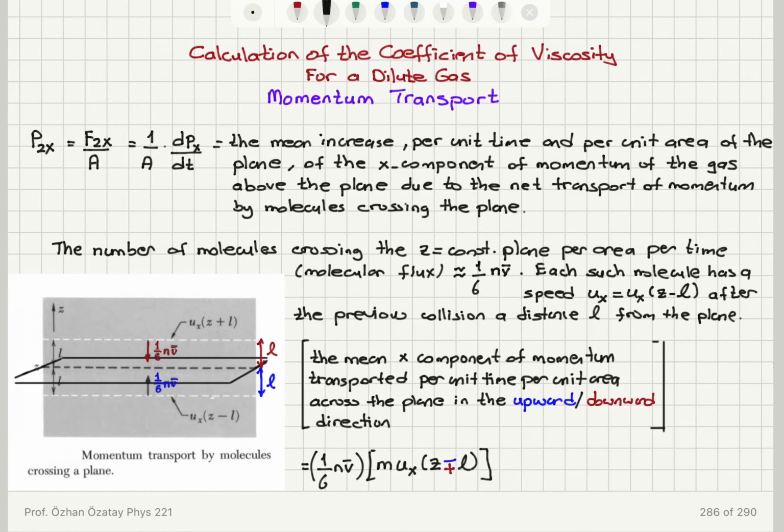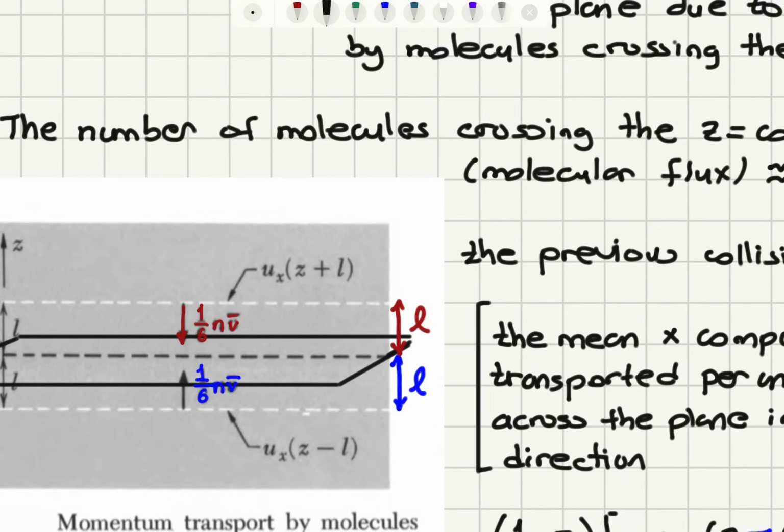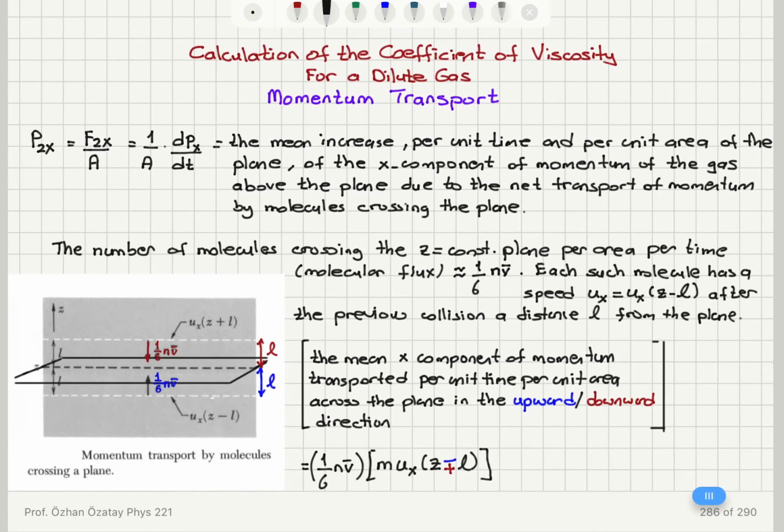And each such molecule will have picked up a speed at a distance of a mean free path below the plane or above the plane. Because it's the collisions that change the x component of the velocity, and on average there will be no collisions within a distance of a mean free path. So we have picked up ux at z plus L for molecules going below the plane, and we have picked up ux at the position z minus L for the tangential speed for molecules that are crossing above the plane.